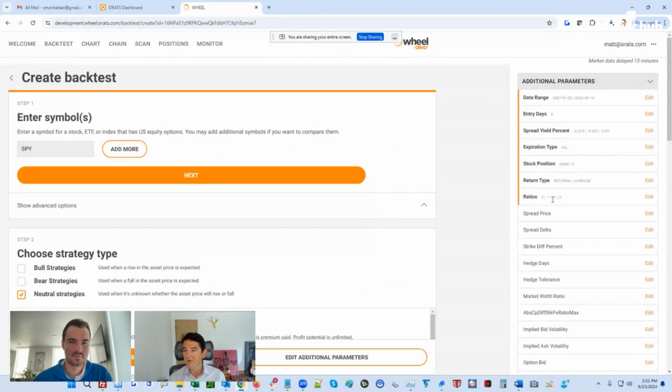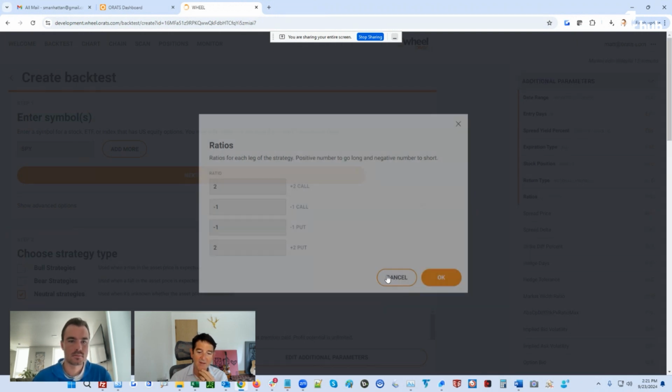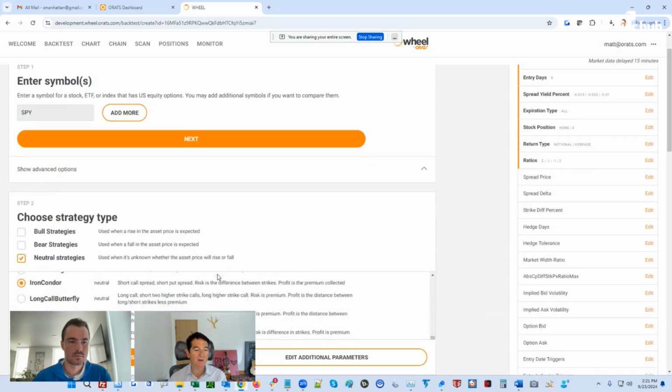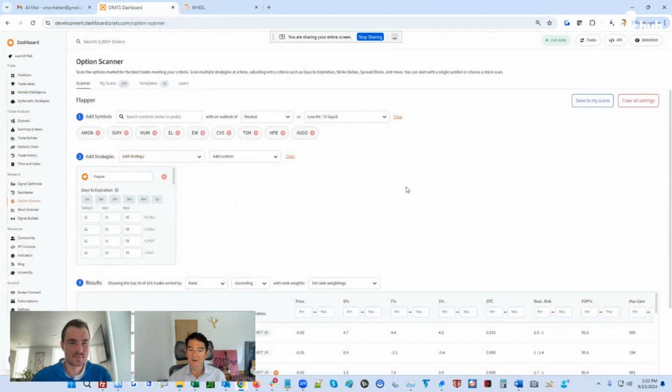So what you do here is you could adjust the ratios for some of these strategies. For the long call, I'm buying 2, selling 1. And selling 1 put, buying 2 puts. And that's how you set it up in the legacy backtester. Again, I'm coining the term flapper, so if you hear it somewhere else, you know where it came from. I've never heard it. The flapper is named because of the shape.